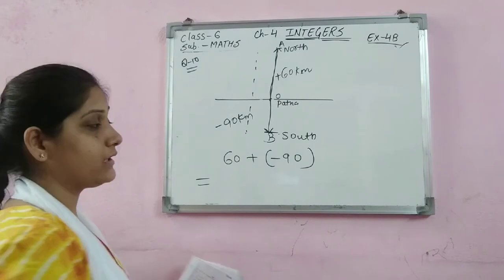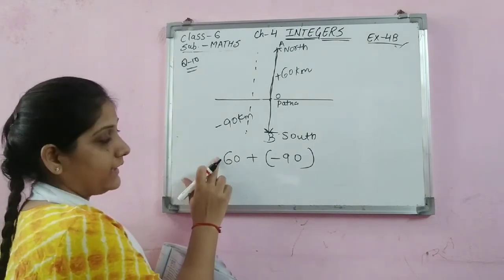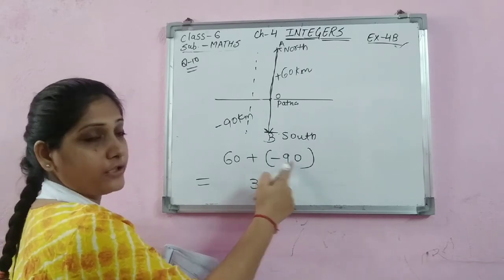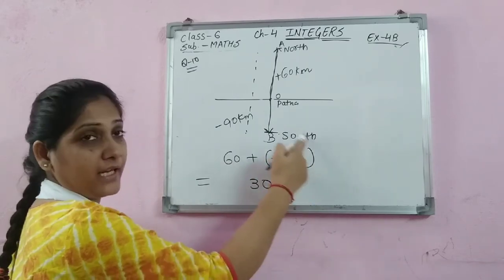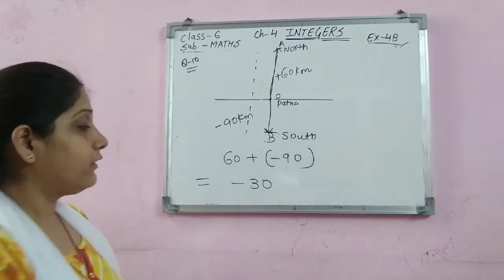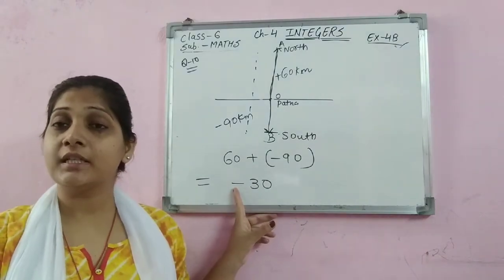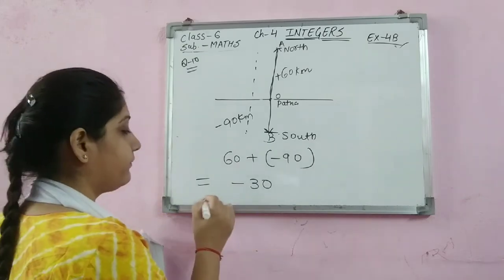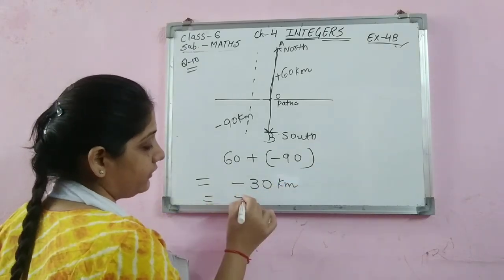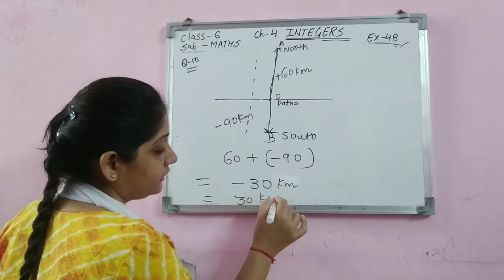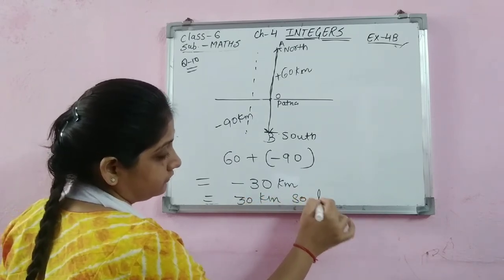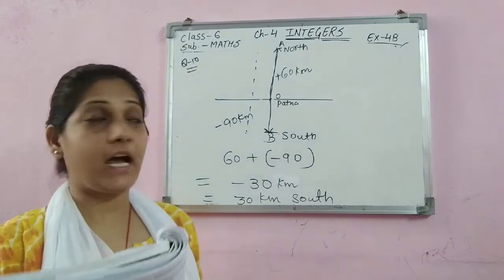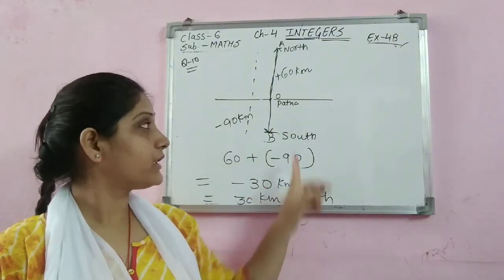And how to solve it? Now, opposite sign. This is plus, this is minus. So we have to find the difference, and the sign according to the greater number. What is the greater number? 90, minus 30. Now this minus sign shows direction. Which direction? South. So we can say negative 30 kilometers, or we can say 30 kilometers south. So we can say that the car was 30 kilometers south of Patna.